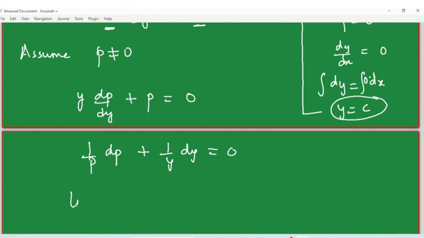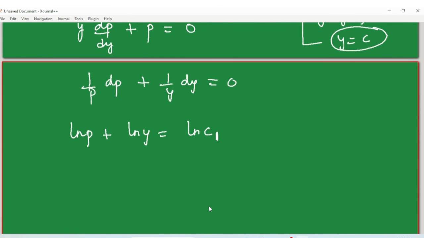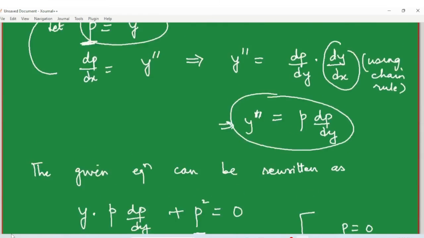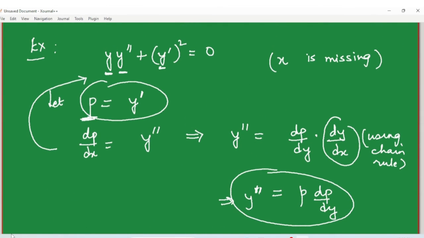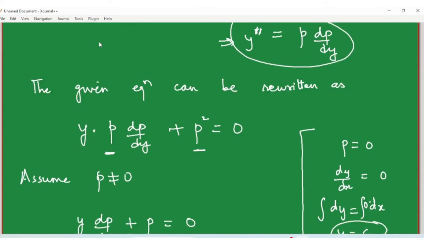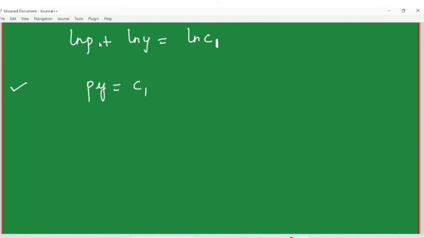I can integrate both the sides to write log p plus log y is log c1. This c1 is intentional because I know that there's some c2 also going to be coming in the solution. So combining the logs, I have py equal to c1. That's the first level crossed. We called dy by dx as p, and this second order differential equation reduced to a first order differential equation in p and y, but that's not the complete answer because p was something introduced by us.